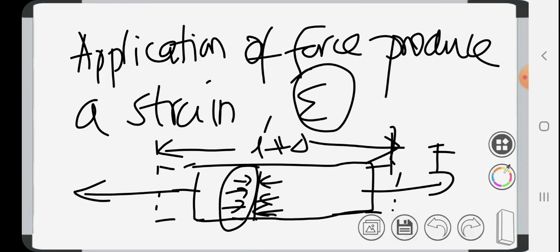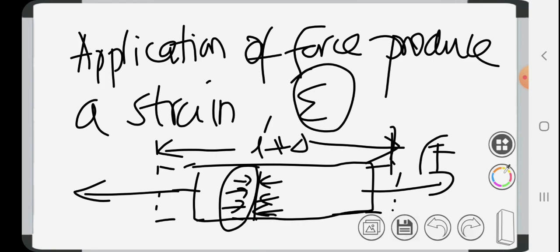So once force is applied, strain develops. Once strain develops, internal force is generated. The internal force tries to counter the effect of the applied force, and thus stress is formed. This internal or resisting force divided by area gives stress.